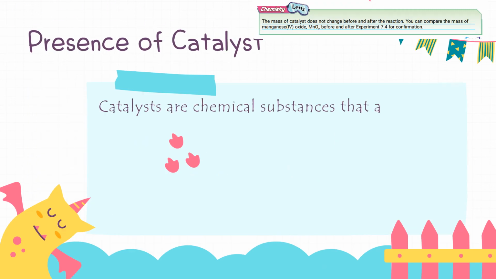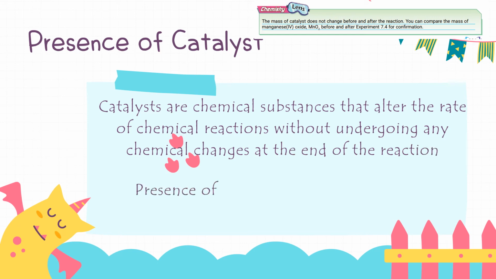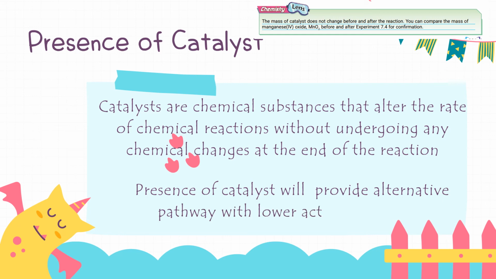Next is presence of catalyst. Okay, what is catalyst? Catalysts are chemical substances that alter the rate of chemical reactions without undergoing any chemical changes at the end of the reaction. So with the presence of catalyst, it will provide alternative pathway with lower activation energy.